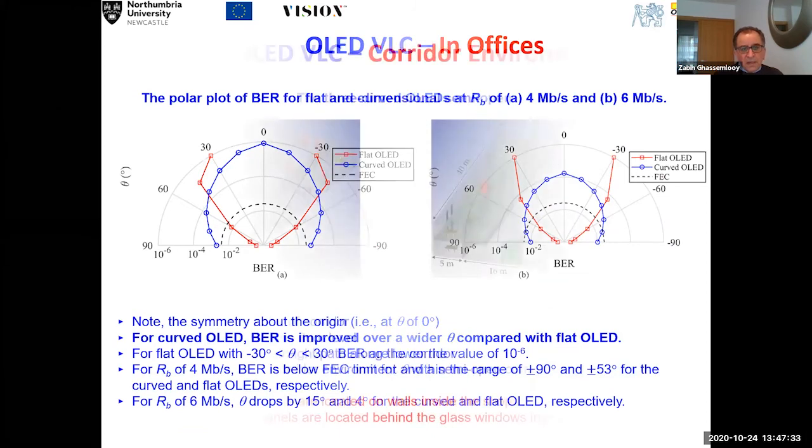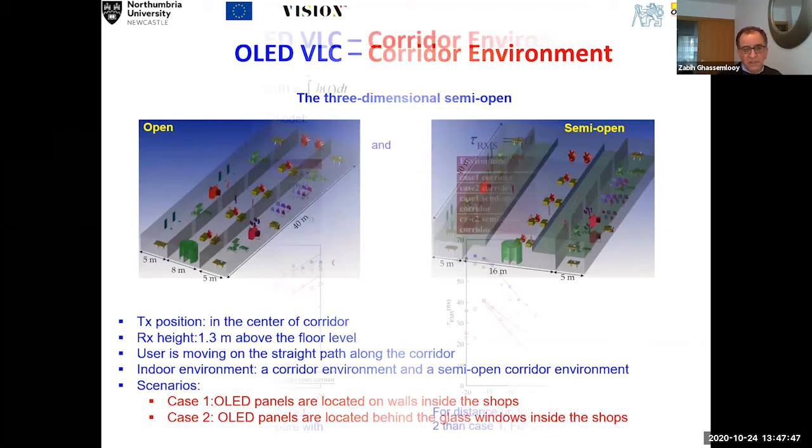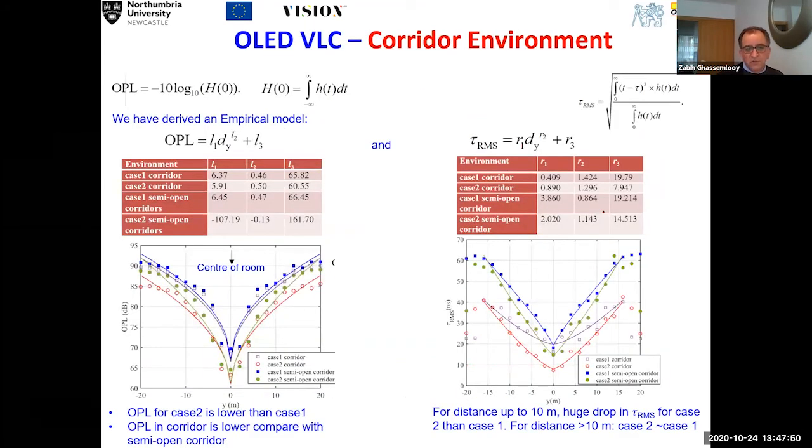Then we looked at open corridors and semi-open corridors. These are large areas, and therefore you get a lot of reflections. We wanted to know what is happening, so we looked at two of the cases, at the power penalty here, and then at the RMS delay spread. We see almost the same pattern as in a smaller room, but the numbers are different because it is much larger. It means that if they are used as a display panel or illumination panel, they can also be used as an optical transmitter, provided that you understand the power losses and the delay spread.